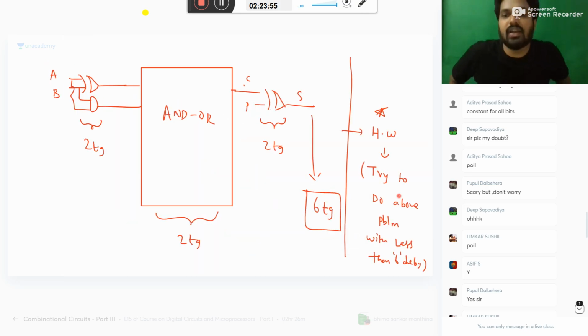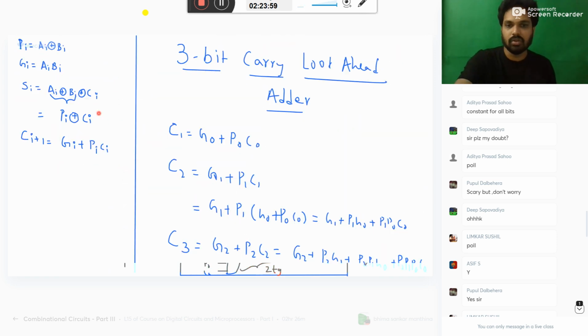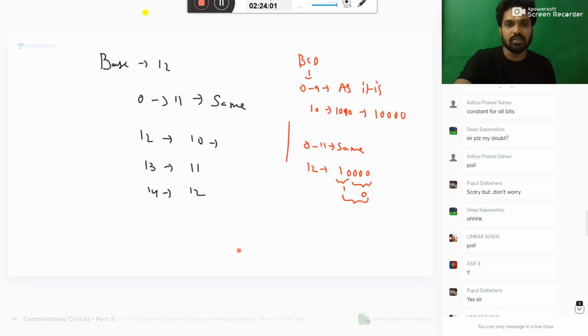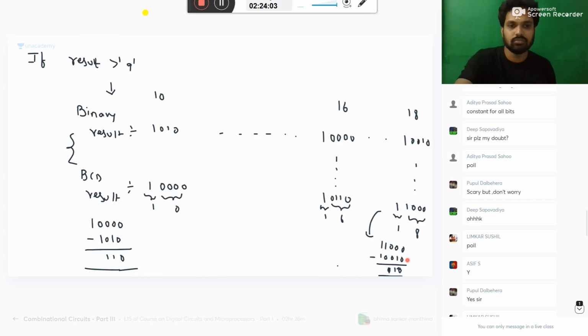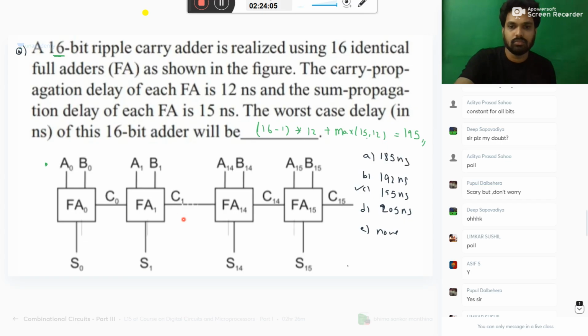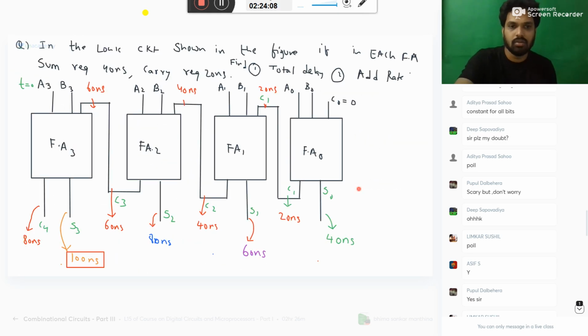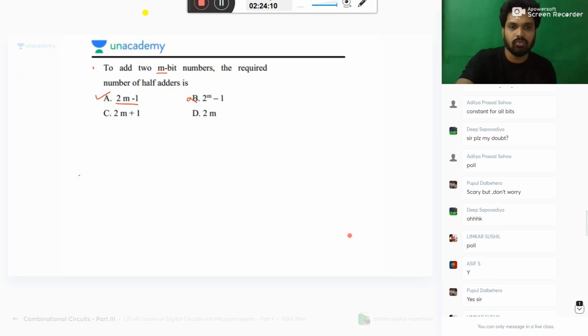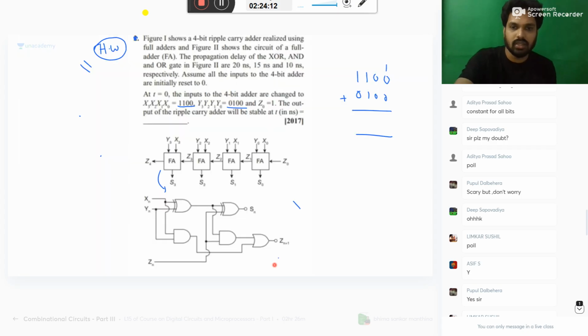Tomorrow we discuss this, and the other question I have given. For that, if you want the answer, I can provide you. What is the answer? Where is that? Homework I have given one question. Yeah, answer is 50 nanoseconds. Answer only I am giving, to cross check your answers.